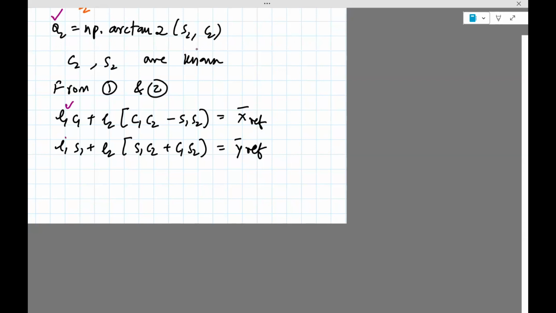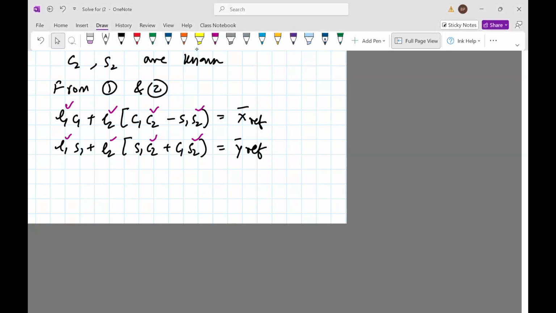So what is known? L1 is known, L2 is known, C2 is known, S2 is known. Again, C2, S2 is known. So I'm going to write two equations now. In both equations, I will isolate the unknowns, which are going to be S1 and C1. So let's rewrite this.